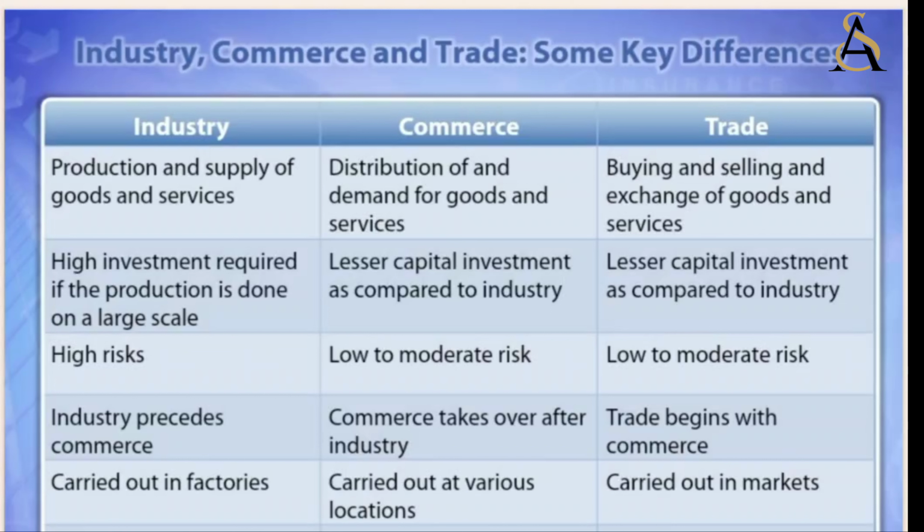Number 4 is sequence. Industry precedes commerce. Commerce takes over after industry, and trade begins with commerce. Last is, where is it carried out? Industry is carried out in factories, commerce at various locations, and trade is carried out in the markets.